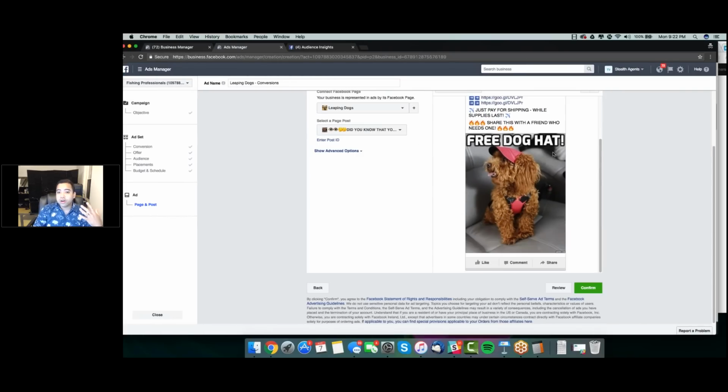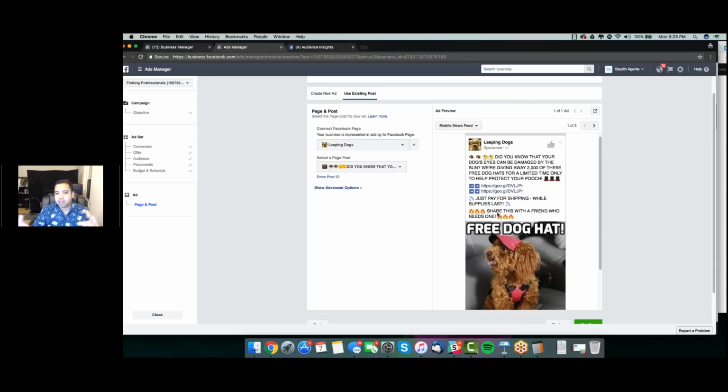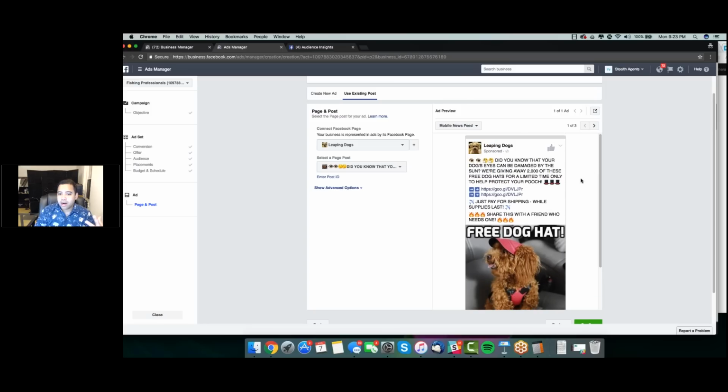This is what your mobile ad would look like, without the see more button, without the view more, click here to see more, without any of that. This is what your mobile ad will actually look like. How crazy is that? How insane! You see free dog hat. You read this and you're like, oh my gosh, it can damage my dog's eyes. So now you're captivating, you're capturing your users, okay?